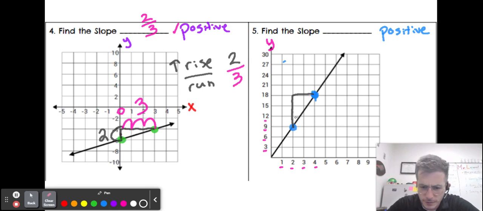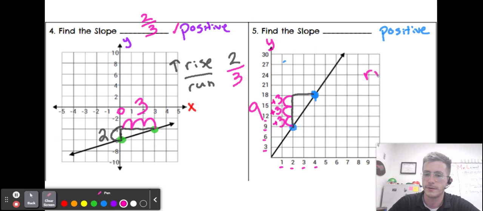All right. So on this one, how far did we rise, do you ask? How many jumps did we take? 1, 2, 3 jumps. But remember, these are going up by 3. So if each one of these jumps counts for 3, +3, +3, +3, my rise would actually be 9 total, because I took 3 jumps and they're each worth 3 apiece. So rise would be 9.